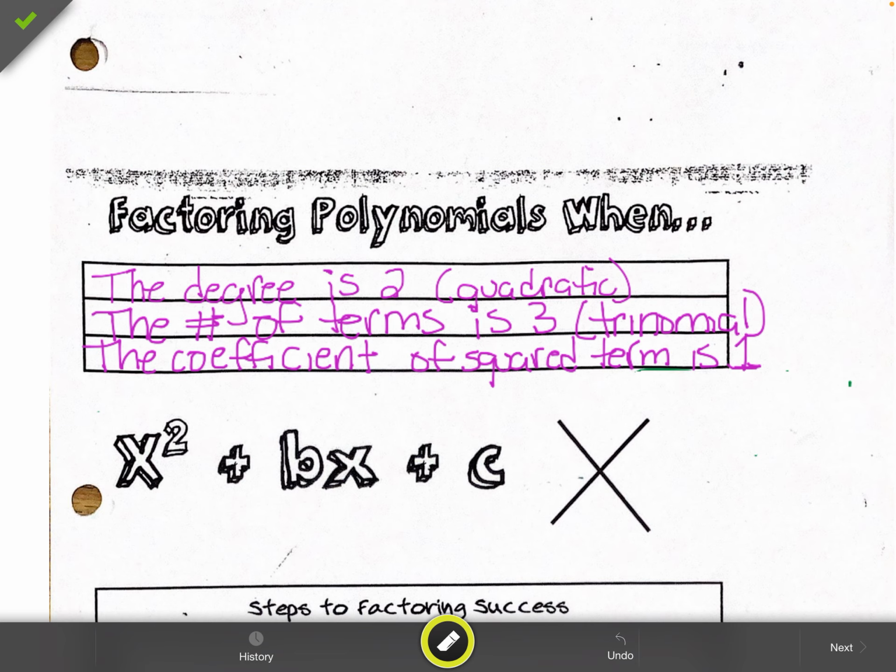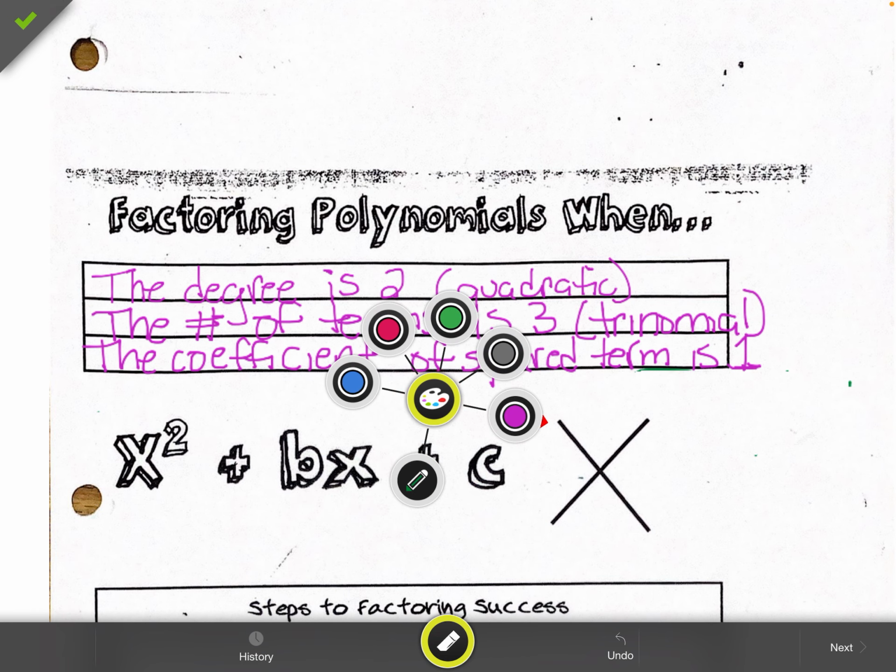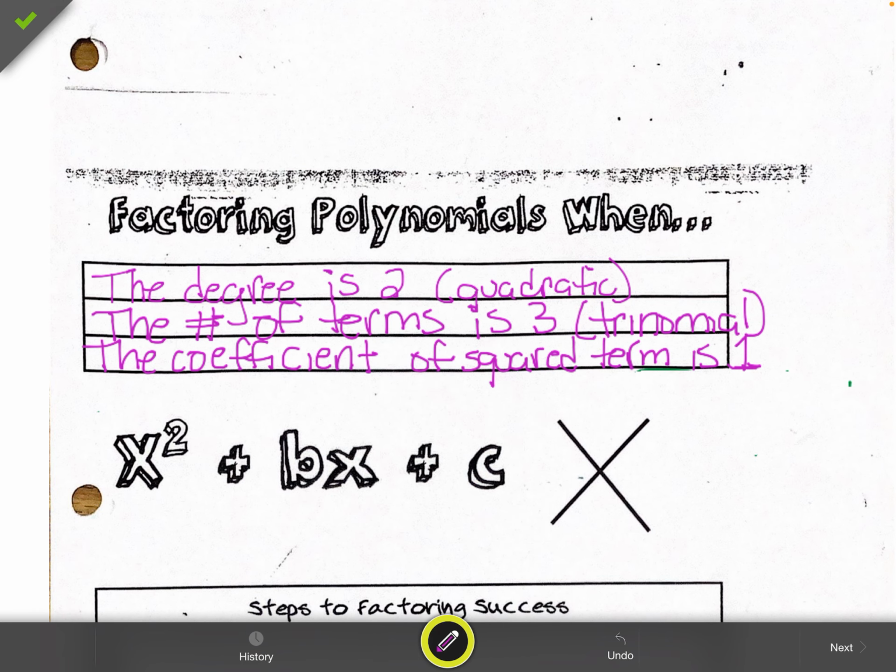The first thing, the degree is 2. Okay, when they talk about a degree, they're just talking about what is the highest power. If you look at this generic example down here, x squared plus bx plus c, 2 is the highest power. And so that's what they mean by the degree.